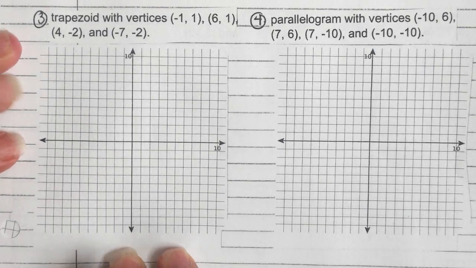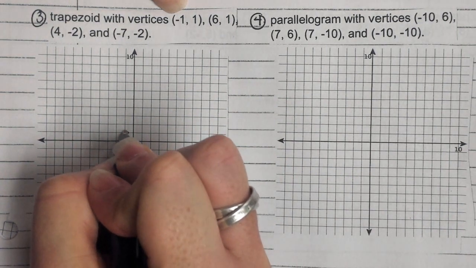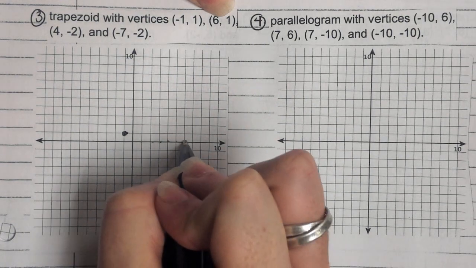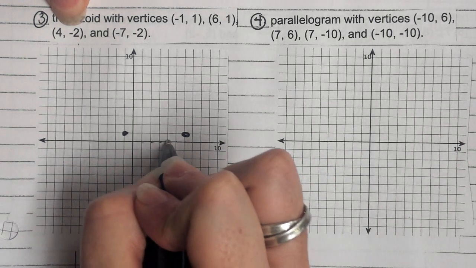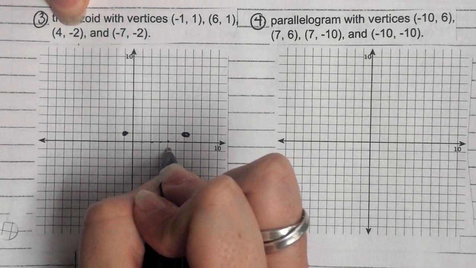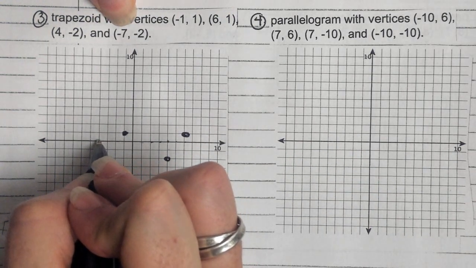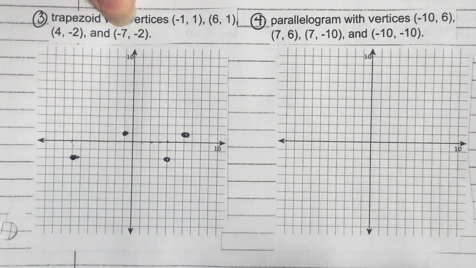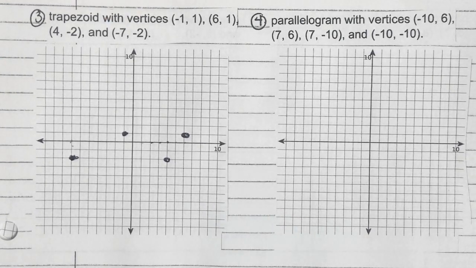Four corners. So, okay, I got a -1 and 1. 6 and 1. 4 and -2. And -7, 2, 3, and -2. Okay. So right now it kind of looks misdrawn, like I've drawn it wrong.